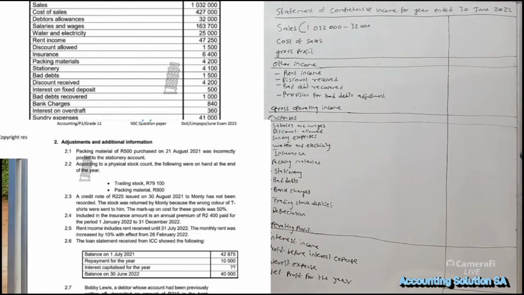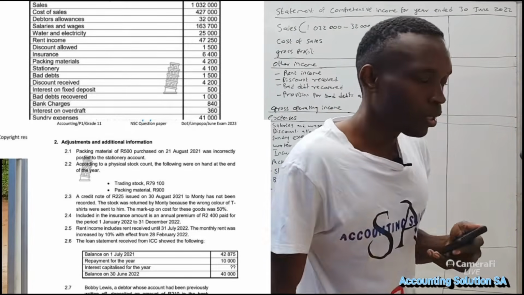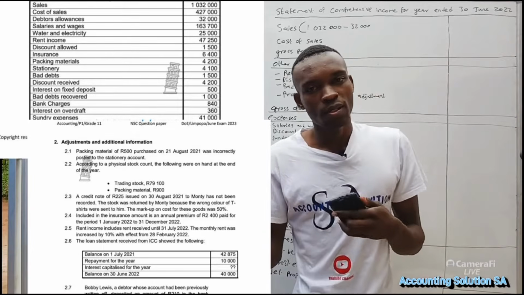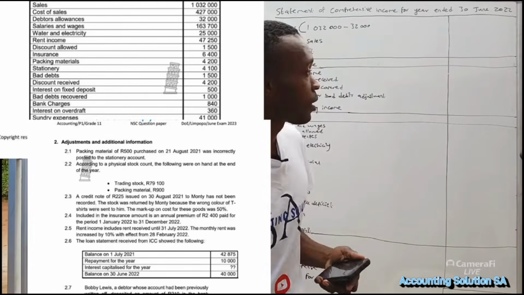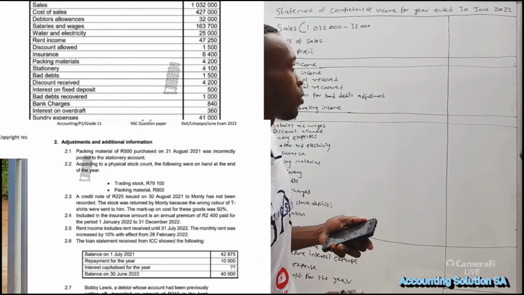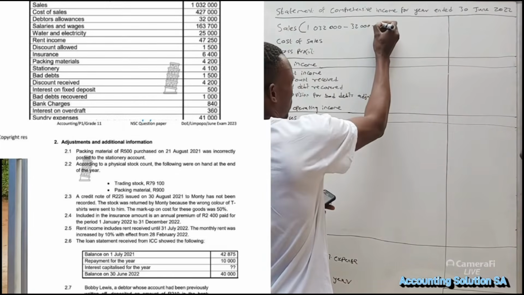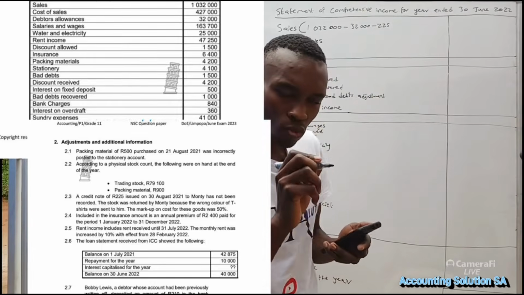If you check additional information number 2.3, a credit note of 225 issued on 30 August 2021 to Monty has not been recorded. The stock was returned by Monty because of the wrong t-shirt. So this customer returned the goods because the color is not the one that the customer is looking for, which means that that amount is no longer sales. We have to do what? Subtract. Minus 225. But you have to take note of this, guys.